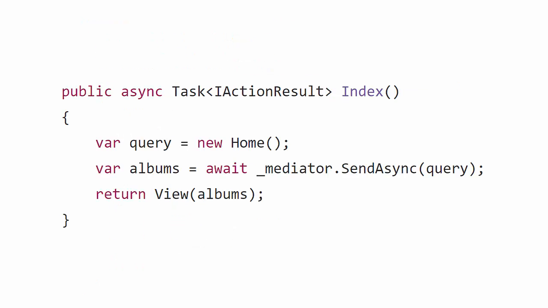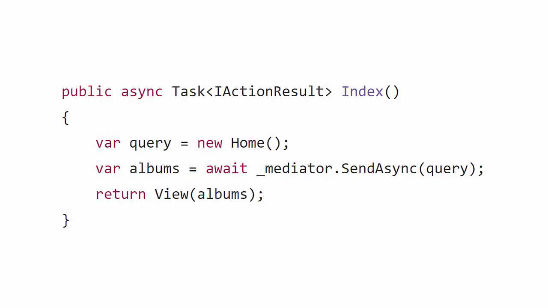So if we jump back over to our home controller now, and we look at this index action, this is simply how skinny this thing can get. We're going to make a new instance of our home query, that request that we created, and then we are going to pass that to the mediator. So we call send async, and we pass that new instance of home, and what we're going to get back from that is our list of albums.